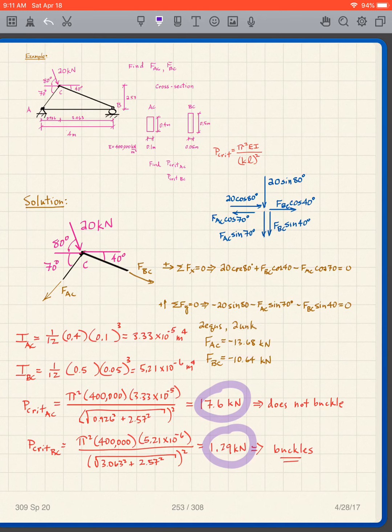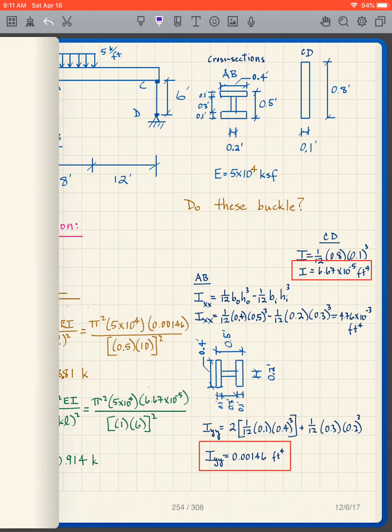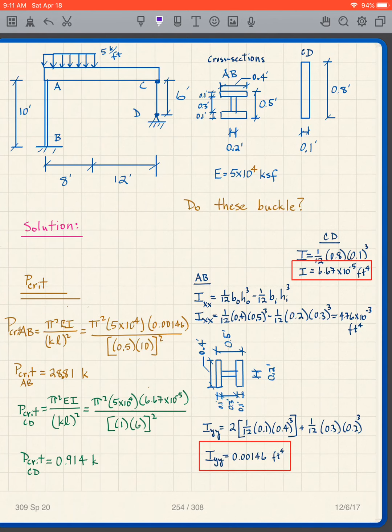But if we look at the other one, what do we see? FBC is negative 10.64. Well, our P critical is only 1.29, so it buckles. Okay, we'll stop there.